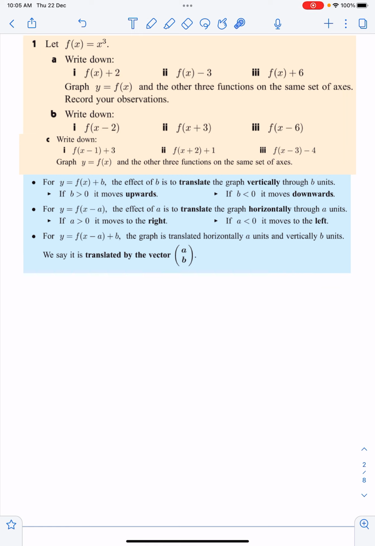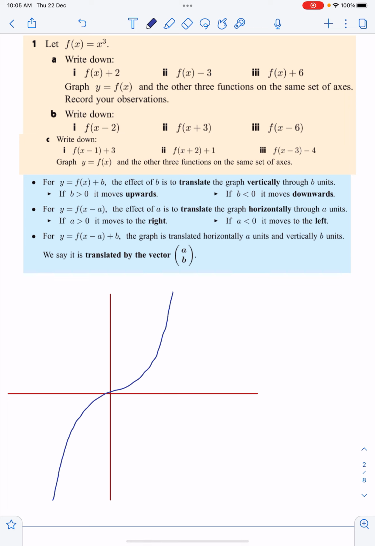If you look at the question, f of x is x cube. We know that the graph of x cube, because the coefficient of x cube is positive 1 here, is going to be the cubic curve passing through the origin. So I'm drawing the curve here, assuming this is the curve of x cube. The curve of x cube passes through the origin. If this is the curve of x cube, write down f of x plus 2. Whenever the function is increased by 2, that means the whole graph is going to shift 2 units upwards.